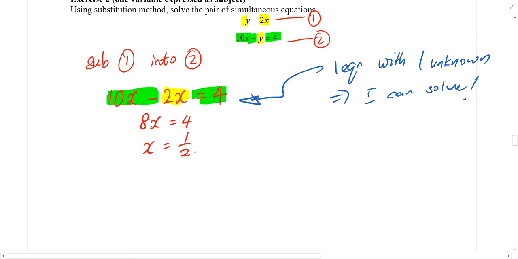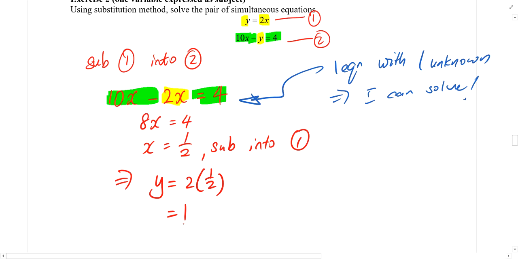Now what do I do with this? I know the value of x already, right? I need to know the value of y. So this one, right? Sub into equation number 1. Does it make sense to you? After I get the value of x, I sub it into equation number 1. Since equation number 1 says y equals to 2x, I know x already. So 2 times x must be y. Okay? So y equals to 2 times our half, which is 1. So answer, x equals to half, y equals to 1.